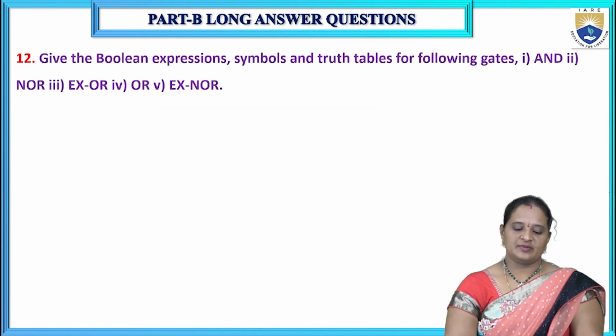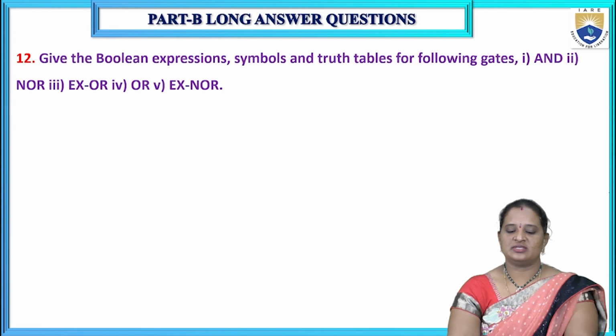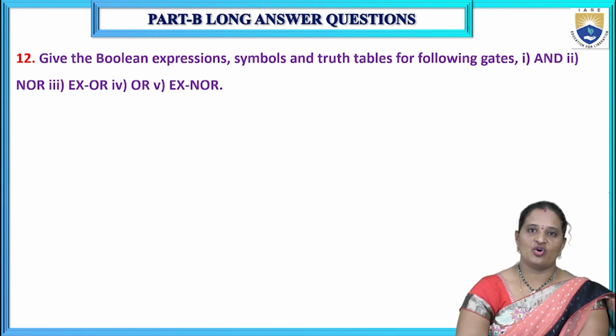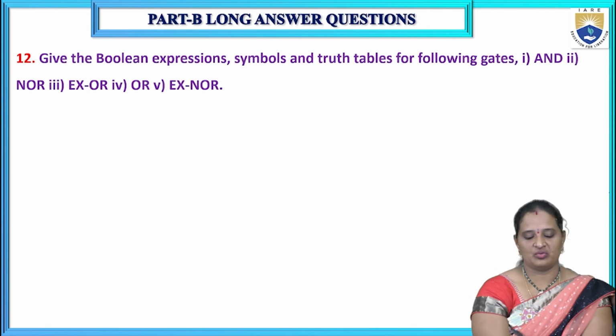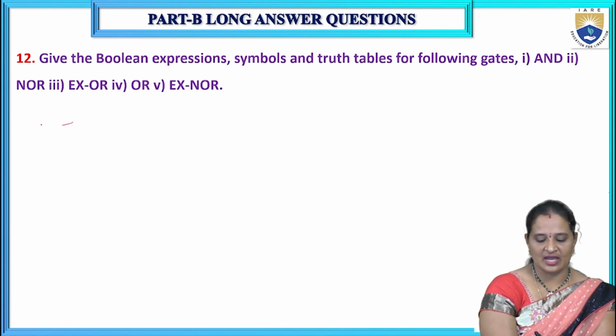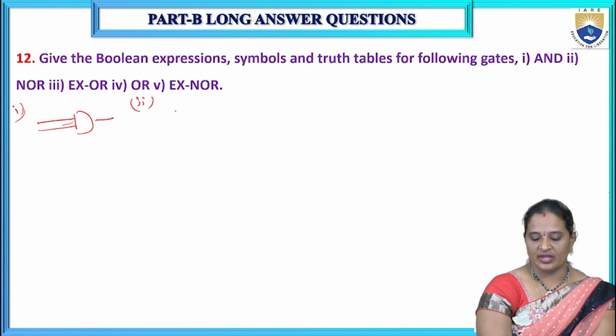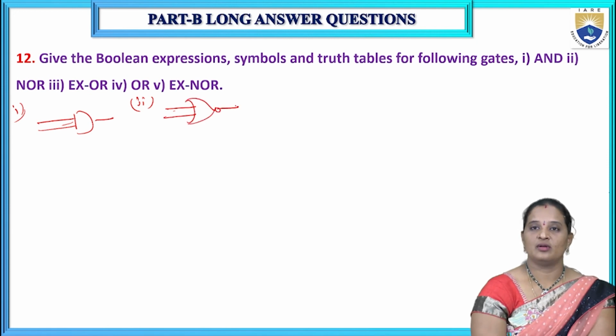Now give the Boolean expressions, symbols and truth tables for all the following logic gates: AND, NOR, XOR, OR, XNOR. So give the symbols, first the AND gate symbol and its truth table. This is the first one. And the second one is the NOR gate symbol. NOR gate symbol, you know, OR followed by the bubble.